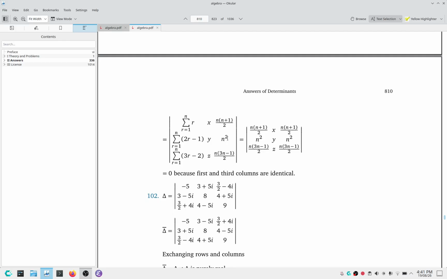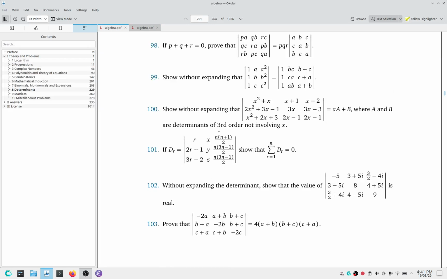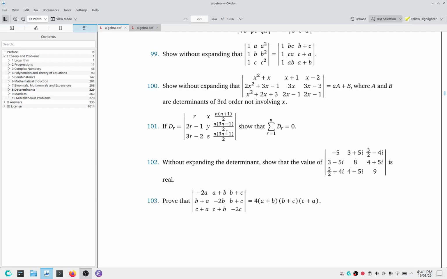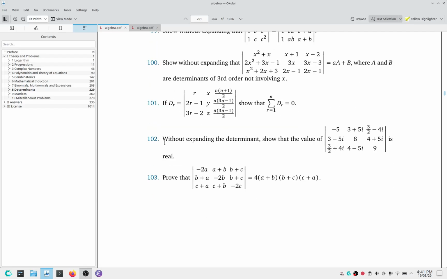So as you can see, this cell of second row and third column should be n square. Otherwise, the two columns won't be equal. So it looks like there is a typing mistake here, because this cell, second row, third column, and third row, third column, both are identical. I will fix it. It is incorrect. It looks like a copy paste problem. Okay. So we move on to question 102.